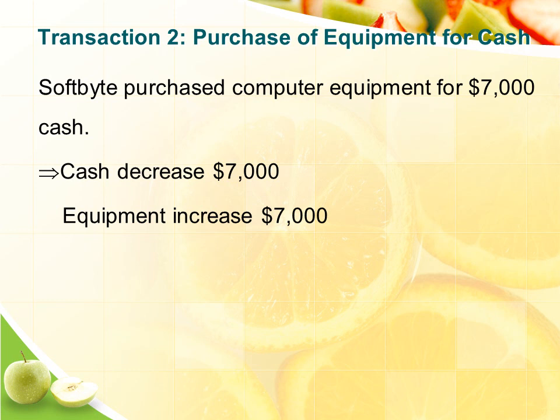One asset decreased. Another asset increased with the same total. This transaction results in an equal increase and decrease in total assets, though the composition of assets changes.